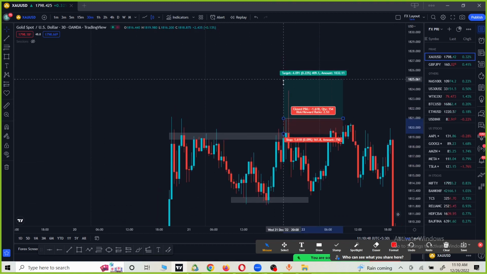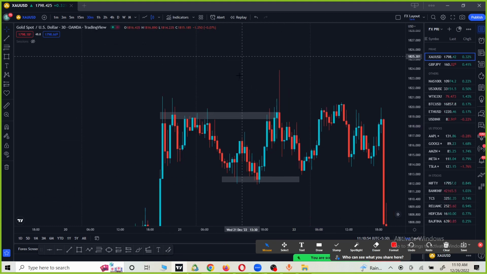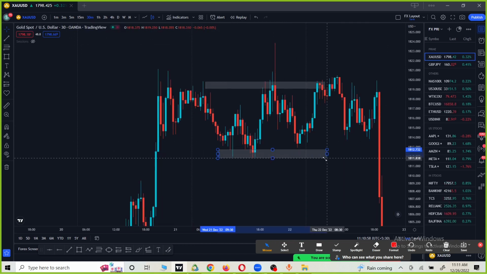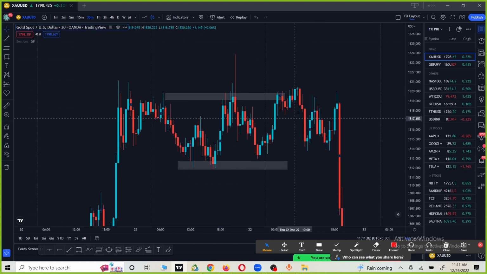So what happened? You could see that at least we made something like 30 pips in this scenario. But anyways, this is going to be our new resistance, and support is right here. Price didn't break the low, didn't break the high, so we come to the next day.